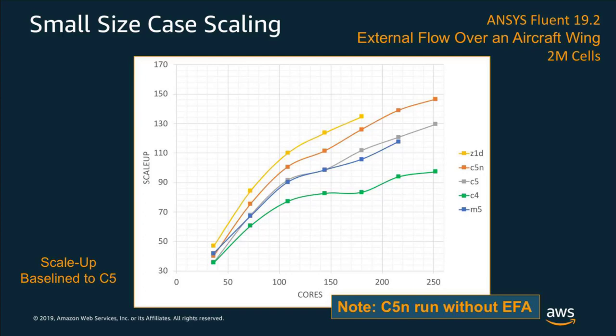The Z1D instance is our fastest clock speed instance with a 4 gigahertz processor speed. It leads the scalability curves with the tallest scaling curve. C5N also demonstrates terrific scaling, though again, these runs are based on C5N without the advantage of the low latency network offered by EFA. I look forward to rerunning this case with EFA. An extrapolation of these curves suggests that the results will be excellent.